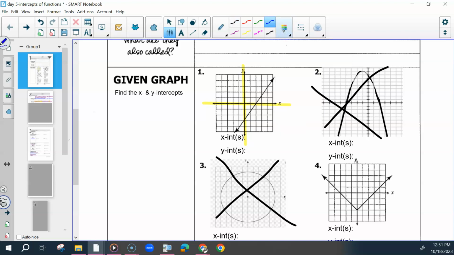So let's start with x. Where does this cross the x axis? 2. So we would write that as an ordered pair, 2, 0. Where does it cross the y axis? Positive 3? Negative 3. So we would write that 0, negative 3.